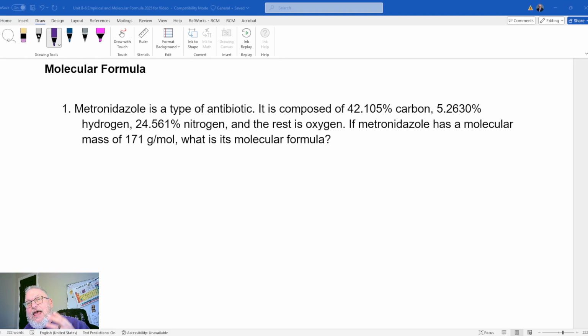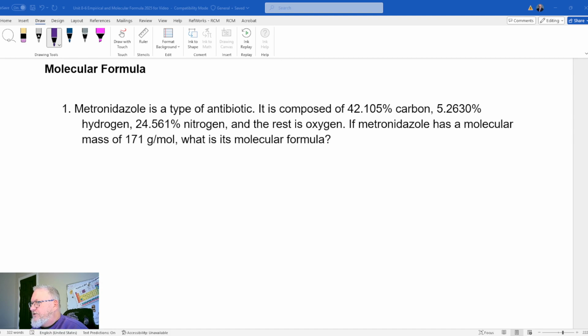And now let's talk about the molecular formula. If the empirical formula is the lowest whole number ratio that we can calculate, then the molecular formula is the actual formula for that compound. In order to find the molecular formula, you have to know the molar mass of the actual compound. Anything we're going to do, we'll give it to you. So let's look at this problem.